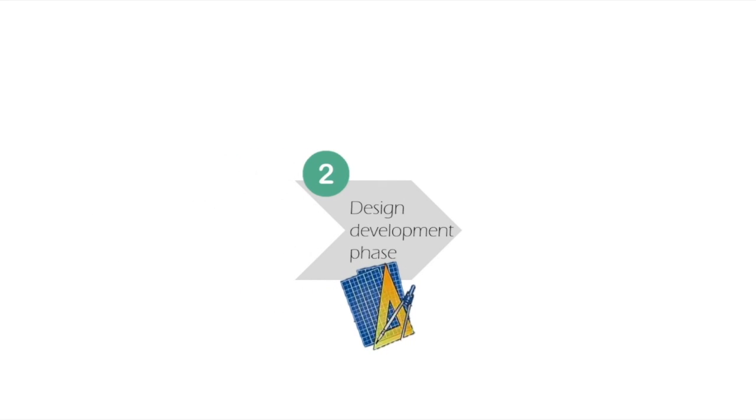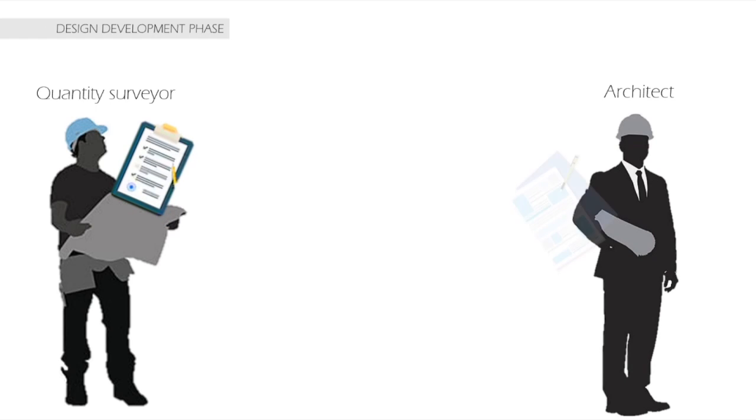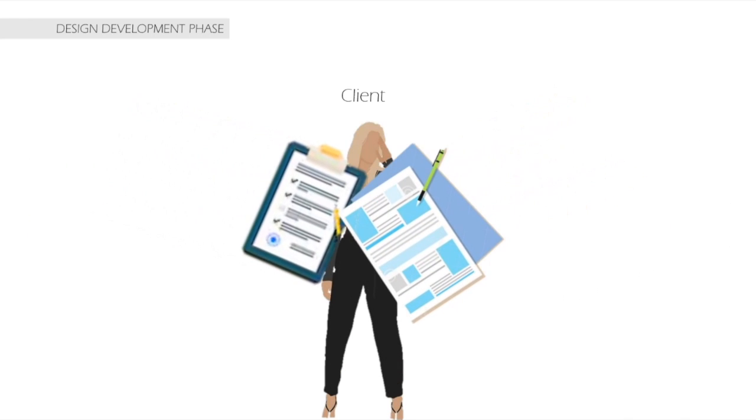Now we will move on to the next phase, which is the design development phase. During the design development phase, the architect will develop schematic designs of the project until it is sufficient for the other consultants to commence their drawings. After that, the quantity surveyor will update the preliminary estimates of construction costs, while the architect will update the project planning and implementation schedule. Both of them will submit the documents to the client for approval.